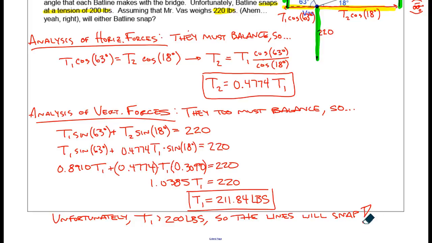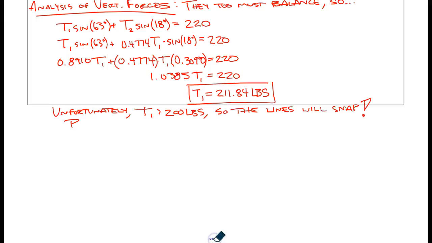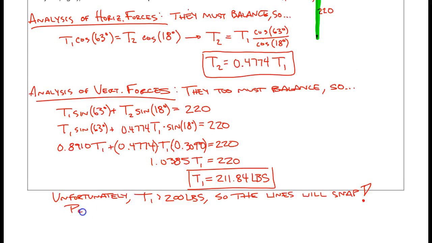And that means I better have a plan B, otherwise I'm falling all the way off the bridge. I guess another solution could be the following. Perhaps Mr. Vass should shed a few pounds.